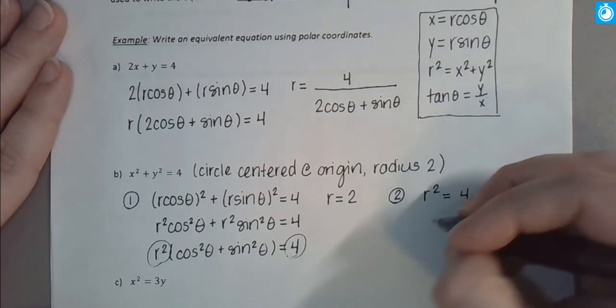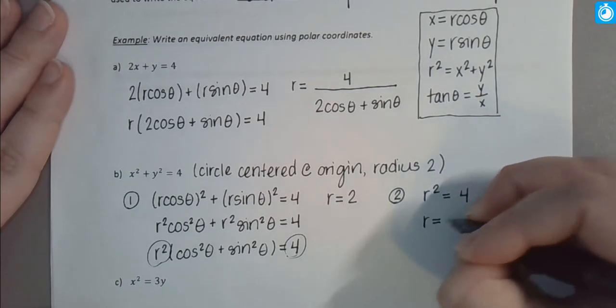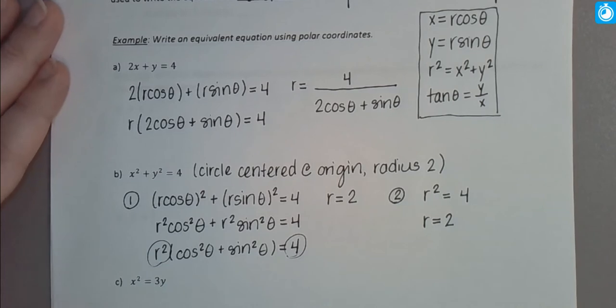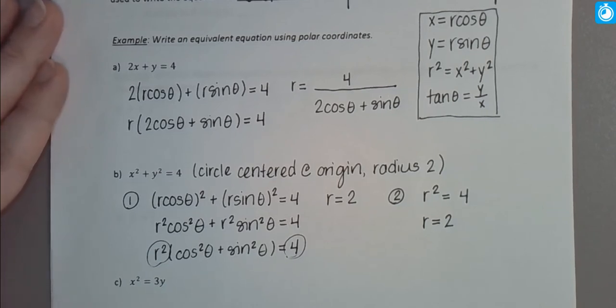And then again, we take the square root of both sides, and we get r is equal to 2. So same answer either way. In this case, our equation was in a form where we were able to take a little bit of a shortcut.